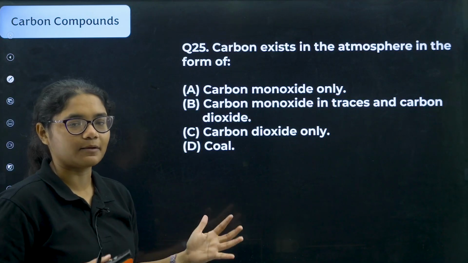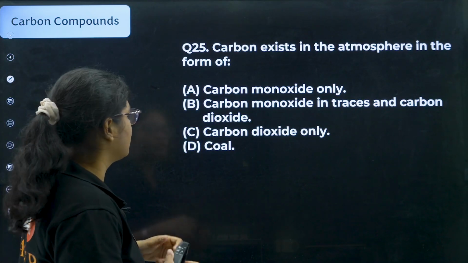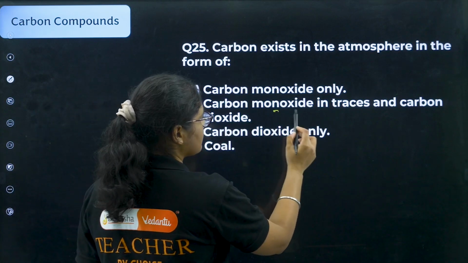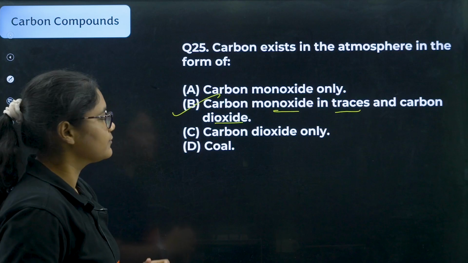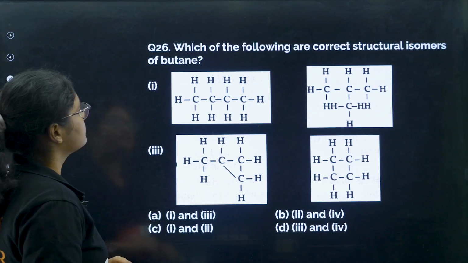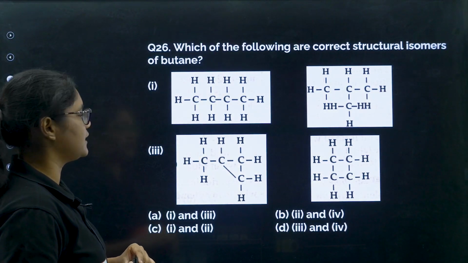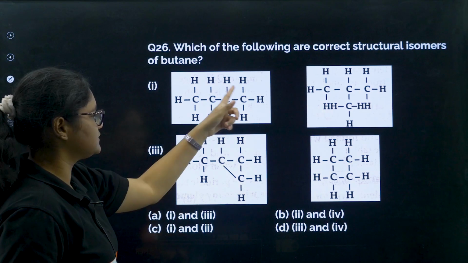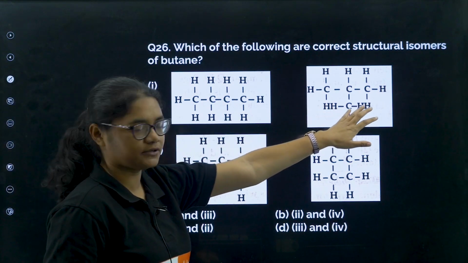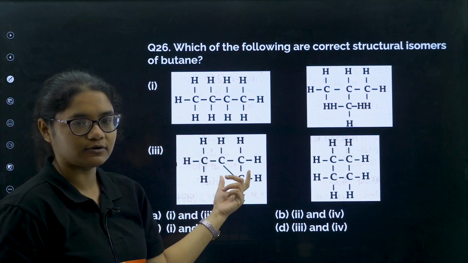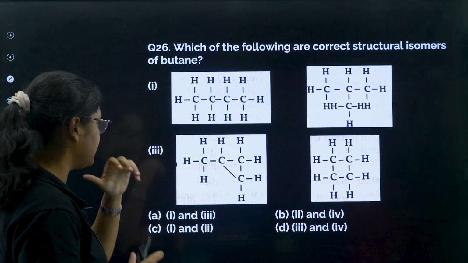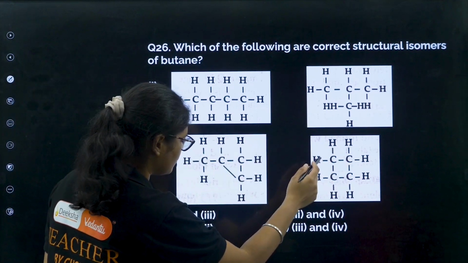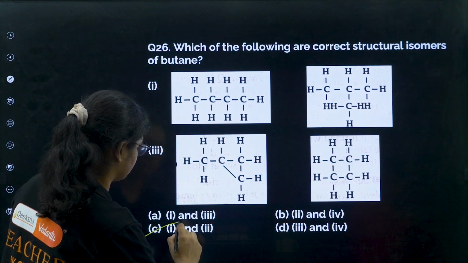so we have now entered into the chapter carbon and its compounds. Okay, so first one, it exists in the form of carbon monoxide in traces and carbon dioxide majorly. Okay, next, which of the following has the structural isomers of butane? So this is a structural isomer, this is also a structural isomer, but this one is not there because there is a chain, and this one is also not there because it is a cyclic structure, right? So that is why 1 and 2, or I can say that it is option number C.